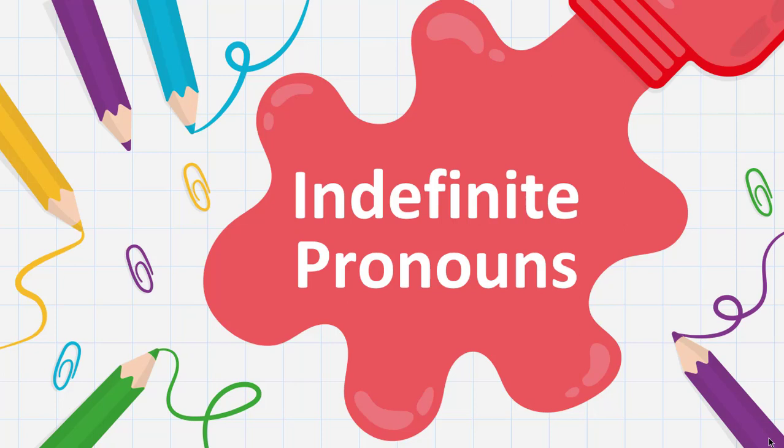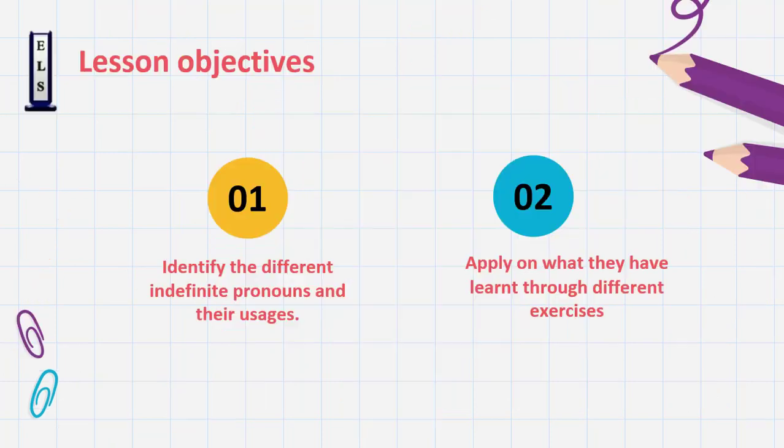Today we're going to discuss a new grammar lesson. Our objectives for today's lesson are: identify the different indefinite pronouns and their usages. Apply what they have learned through different exercises.